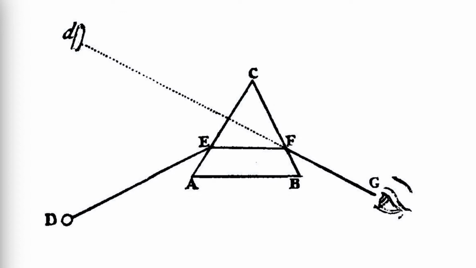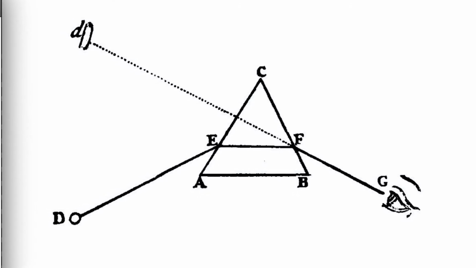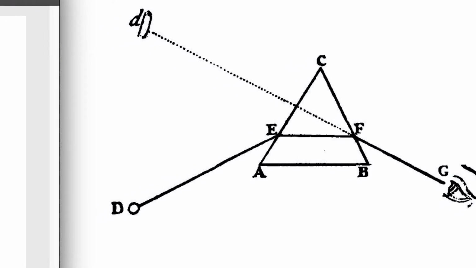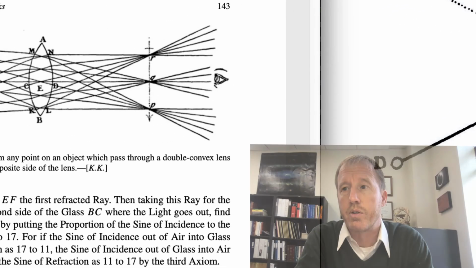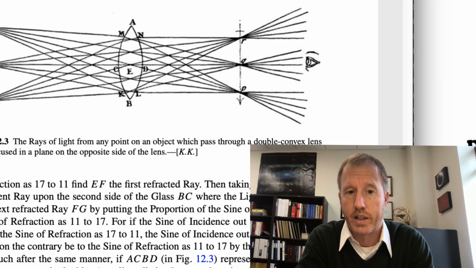So the line GF little d, if you continue it on there, that is where you would see the candle to be, even though the light actually came from capital D to E to F to your eye. This is an important thing to keep in mind when perceiving images of objects.